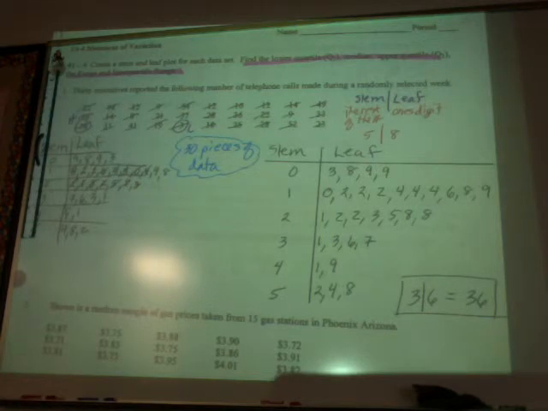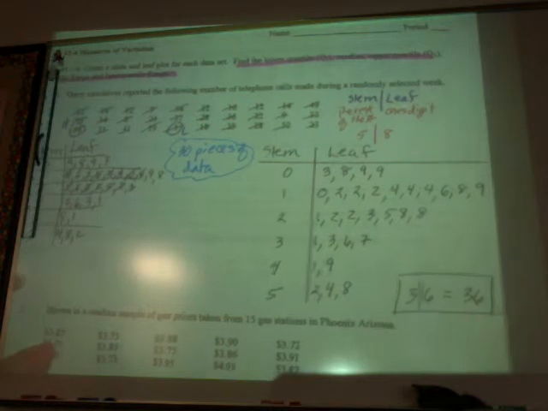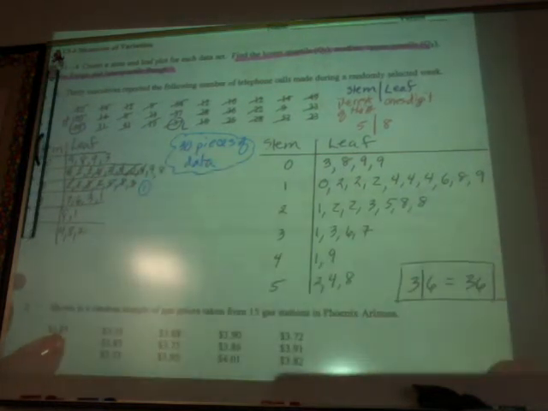But what are they asking us for this time? Lower quartile, median, upper quartile, range, and interquartile range. So we're going to find all of those. I would find my median first. So how many data items are there? 30. So I have to count 15.